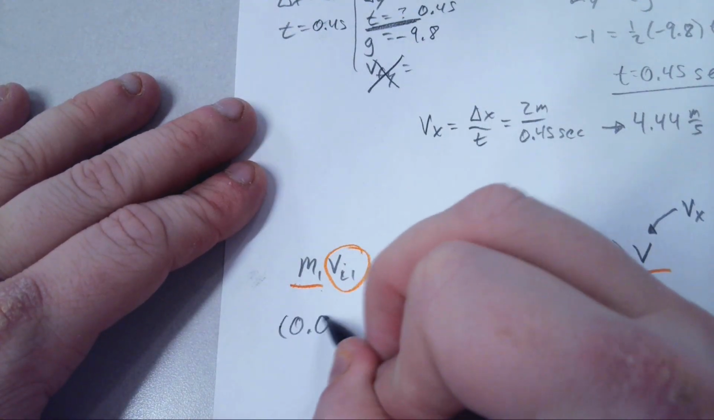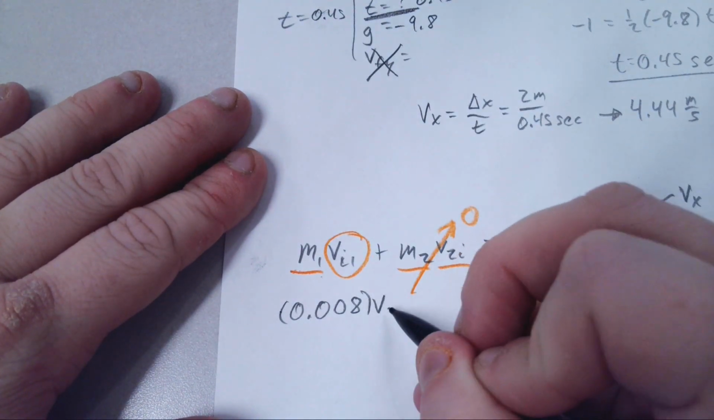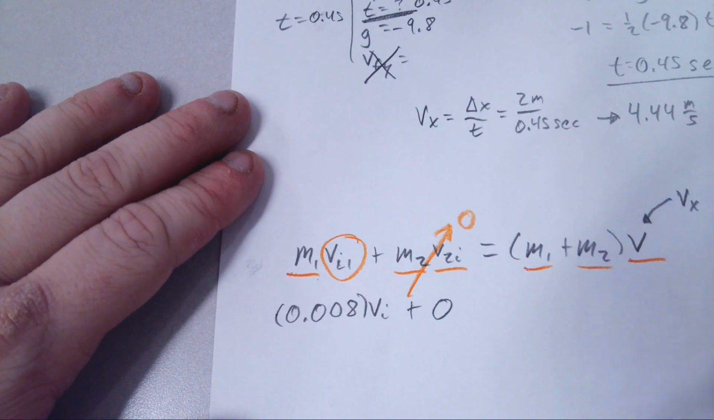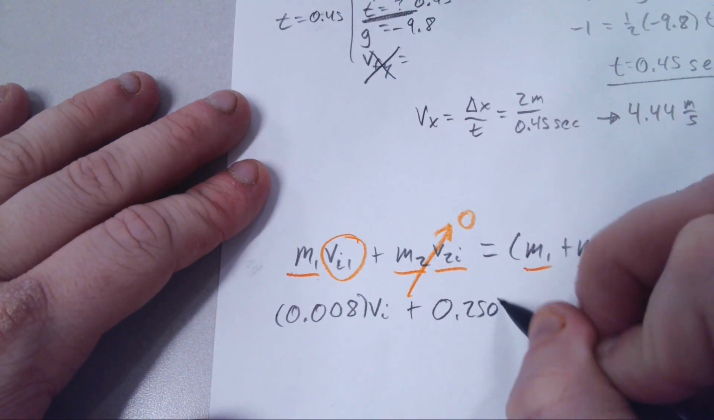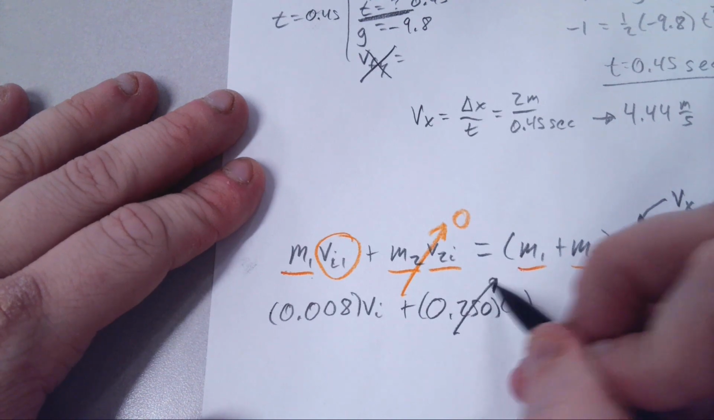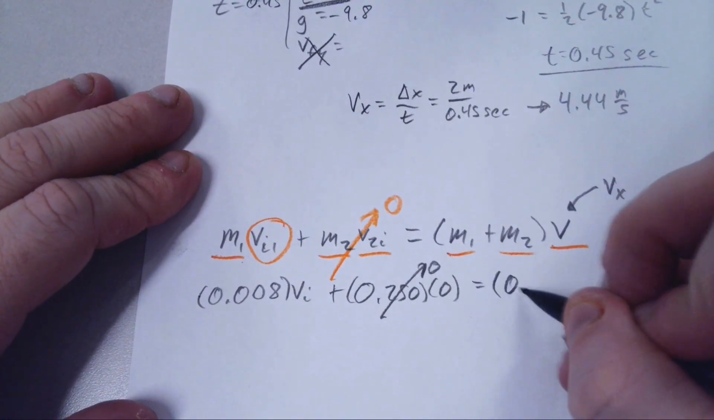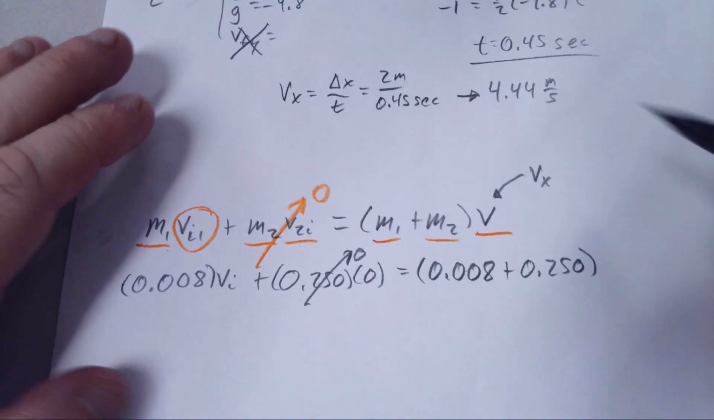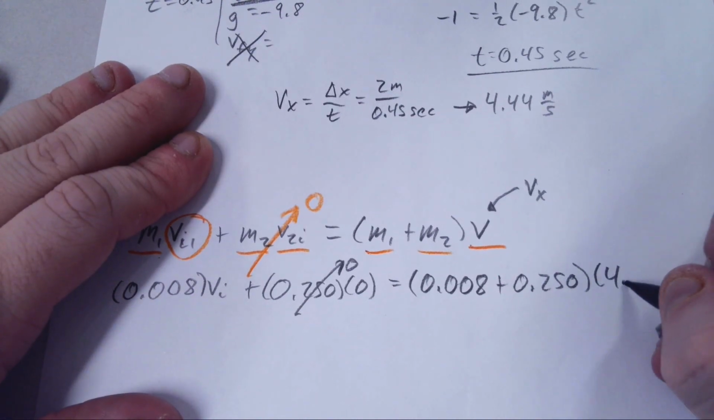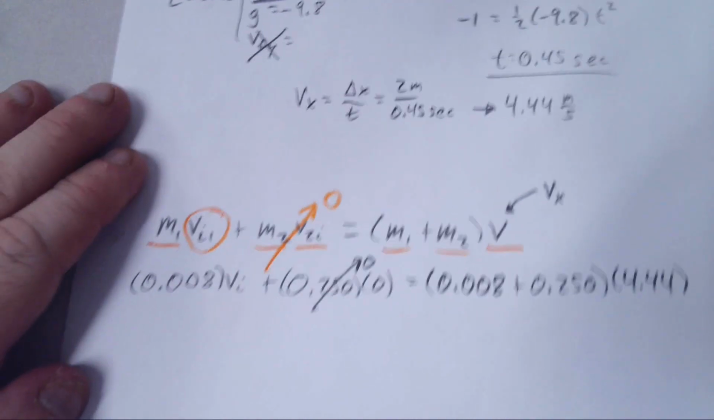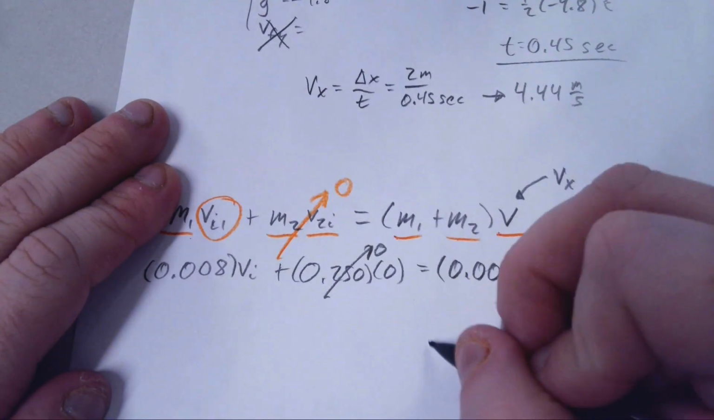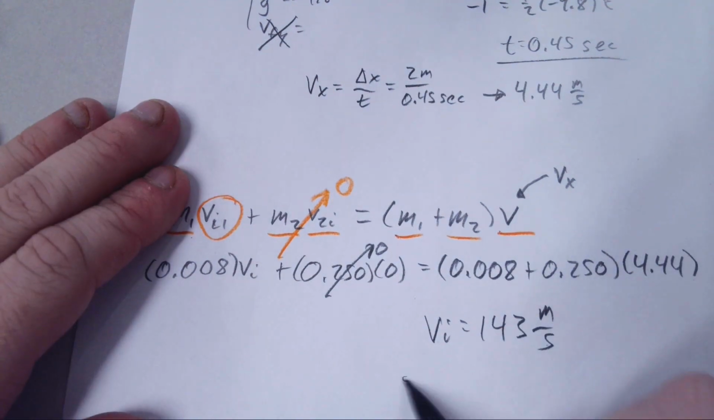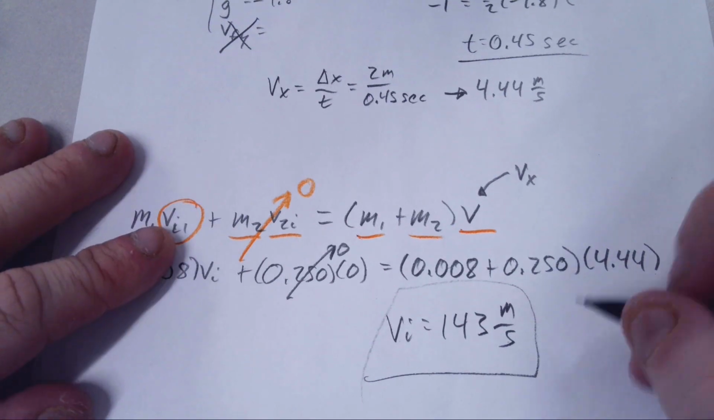Mass of the bullet, 0.008, times the initial velocity of the bullet. The block's term is 0.250 times 0. That's why that goes to 0. This equals 0.008, the mass of the bullet, plus the mass of the block. And now we know what V is, the combined masses are moving 4.44. When you solve for that, all things said and done, we get an initial velocity of about 143 meters per second. And you're like, that's fast, but then you realize that that is also a bullet, so that's not out of context.